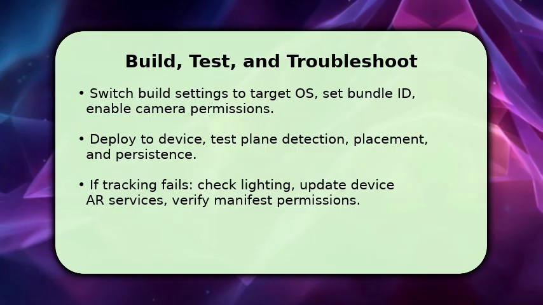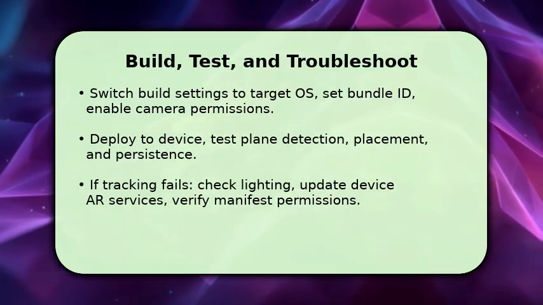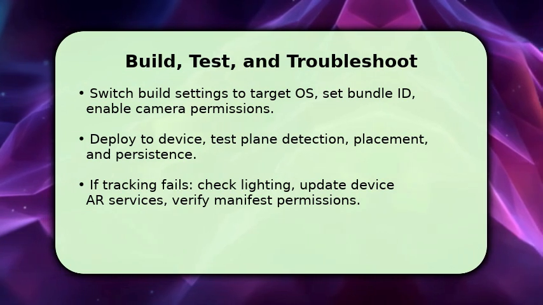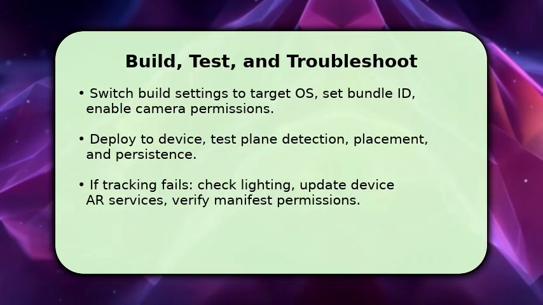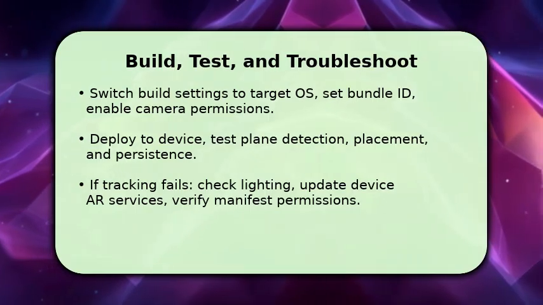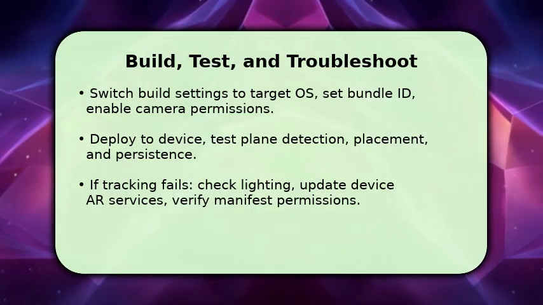Make iterative fixes. If tracking fails, check lighting and texture contrast, update AR Core or AR Kit on the device, confirm camera permission in the manifest, and ensure your prefab uses simple colliders. This troubleshooting step usually resolves most issues quickly.